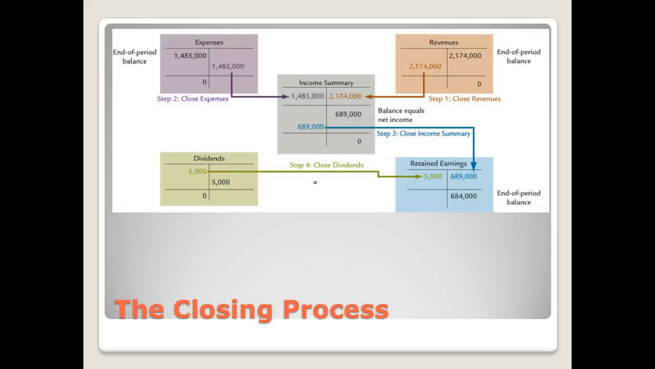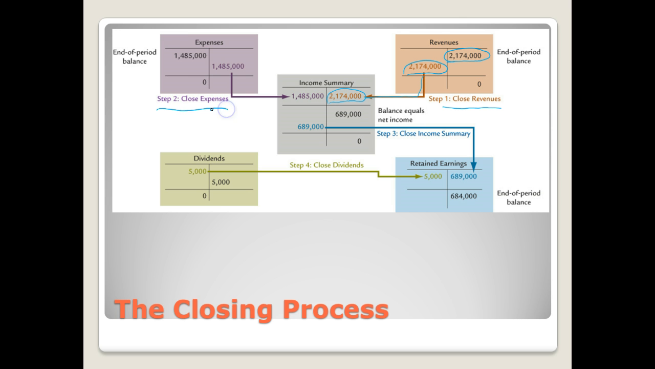Now let's just look at what would have happened. In the first step, we closed the revenues. Remember, in the revenue account, there was a credit balance of over $2 million. I close it out by making a debit entry. The other side of that entry, follow this arrow right here, was a credit amount entered into the income summary account.